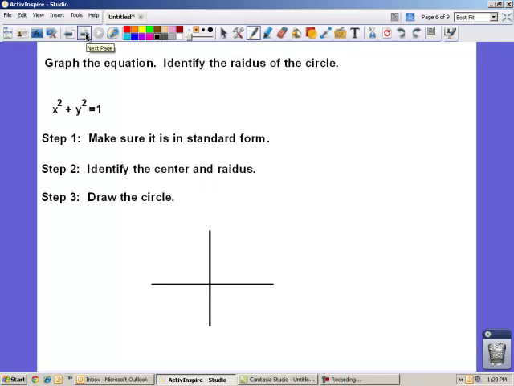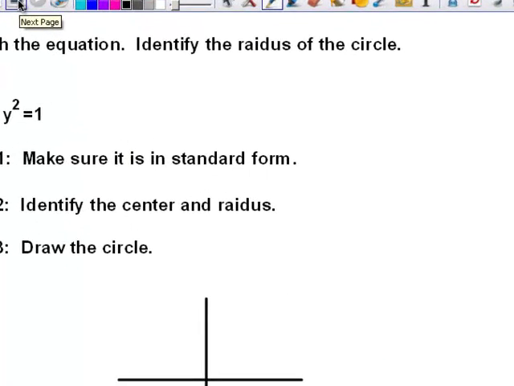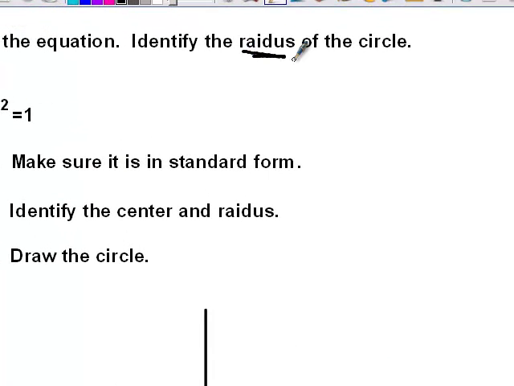We're going to jump right into a problem here where we need to identify the radius. And I do have the spelling of this word wrong. Sorry about that. So we have an equation, x squared plus y squared equals 1. We're going to make sure it is in standard form, and it is, because we have x squared and y squared all by themselves equals r squared.